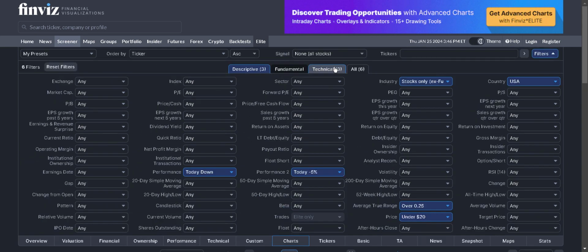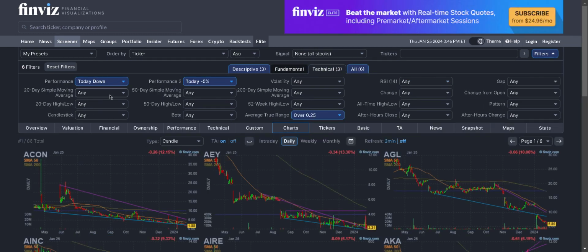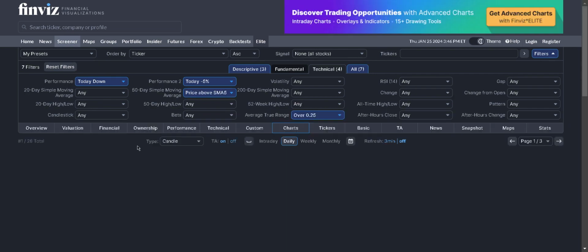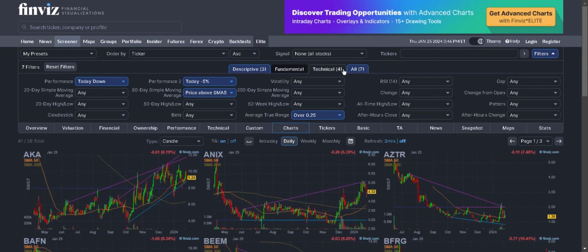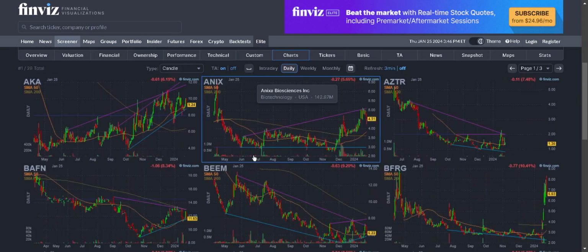Ultimately, what I would also do is search for the higher time frame technicals, which are going to be the 50-day high low. So where's the moving average? Here. The price should be above here. We're going to be left with only 28. Again, this is all the seven filters that I have.